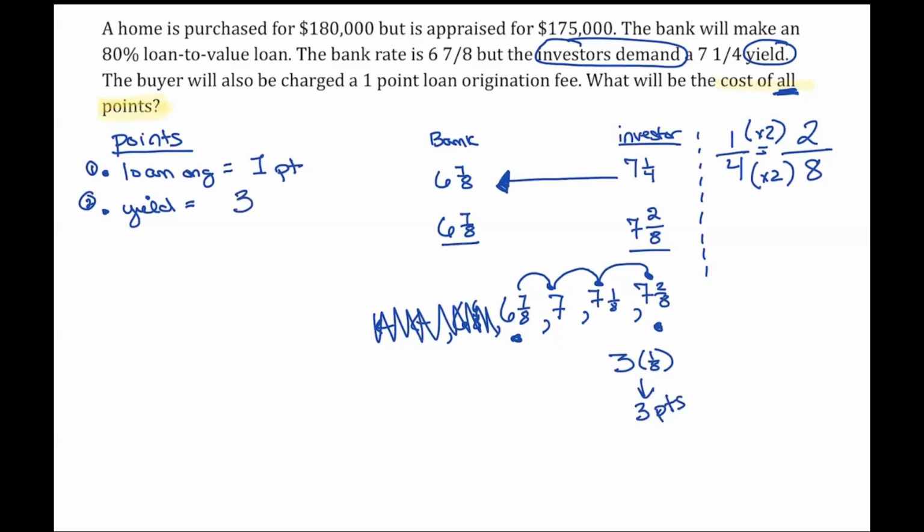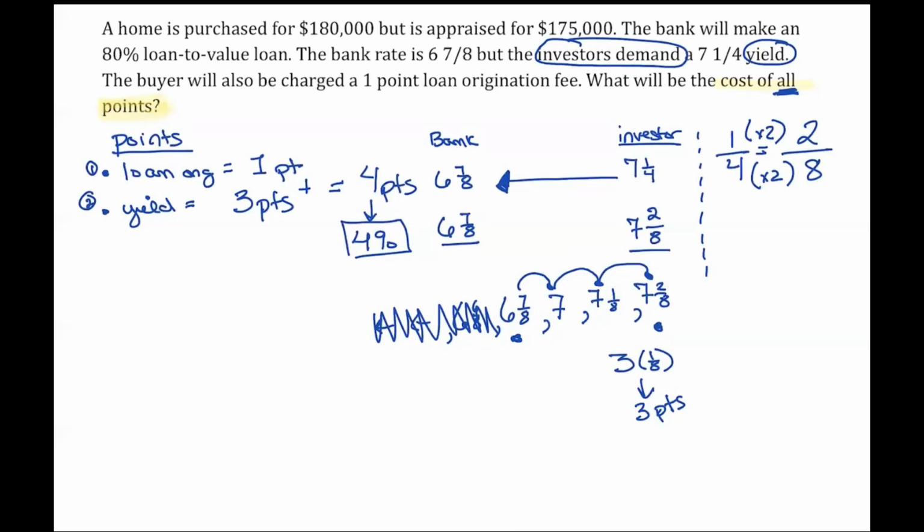So to meet their yield, the bank needs to charge 3 points, and you got to pay that loan origination fee of 1 point. So when we add those together, it's a total of 4 points. We need to find the cost of 4 points, which is equal to what percent? 4%. All right, 4% of the loan amount.